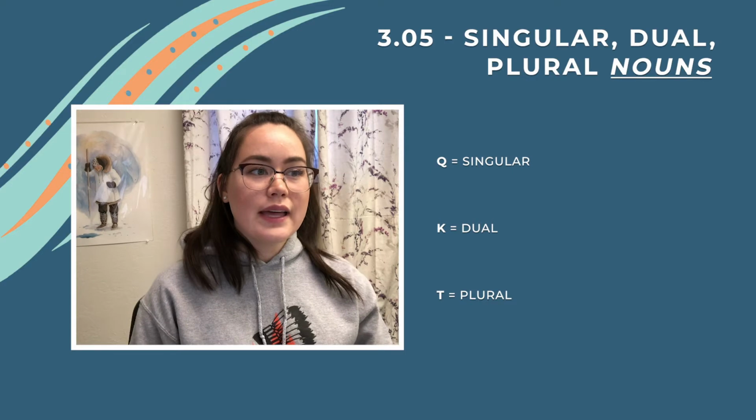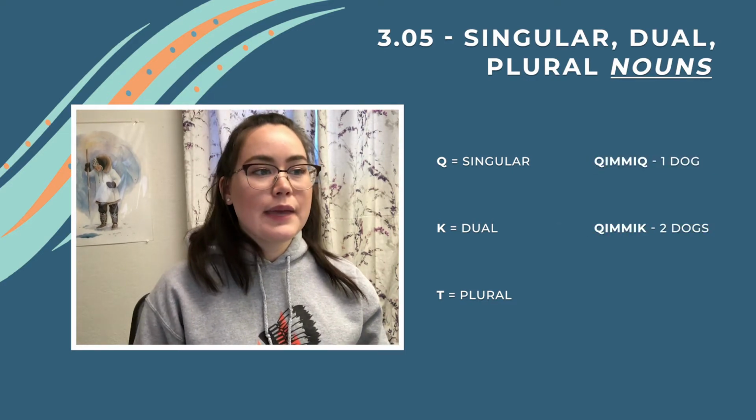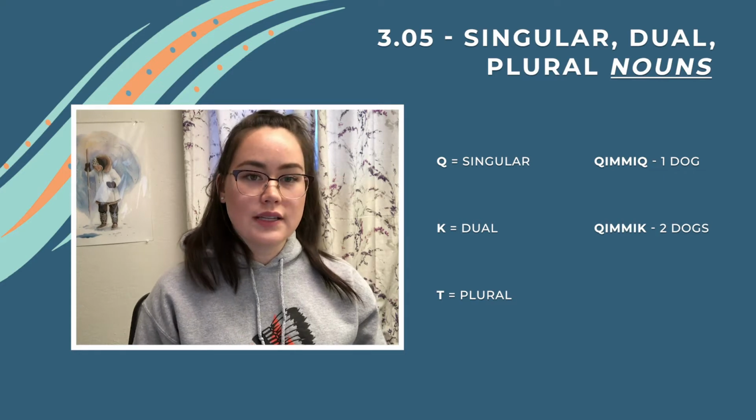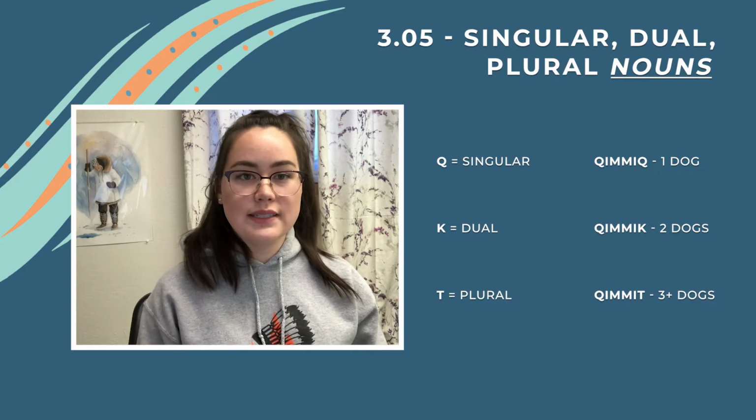For example, qimmiq is one dog, it ends in a Q. Qimmik, two dogs, it ends in a K. Qimmit, three or more dogs, it ends in a T.